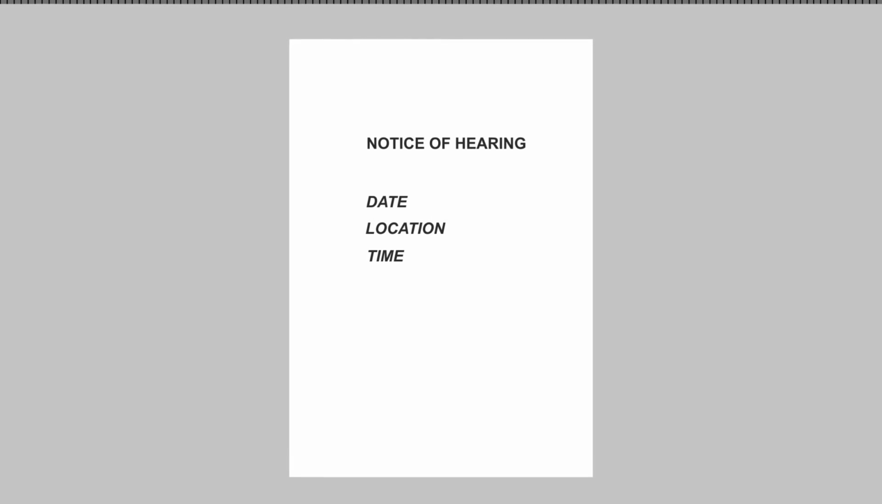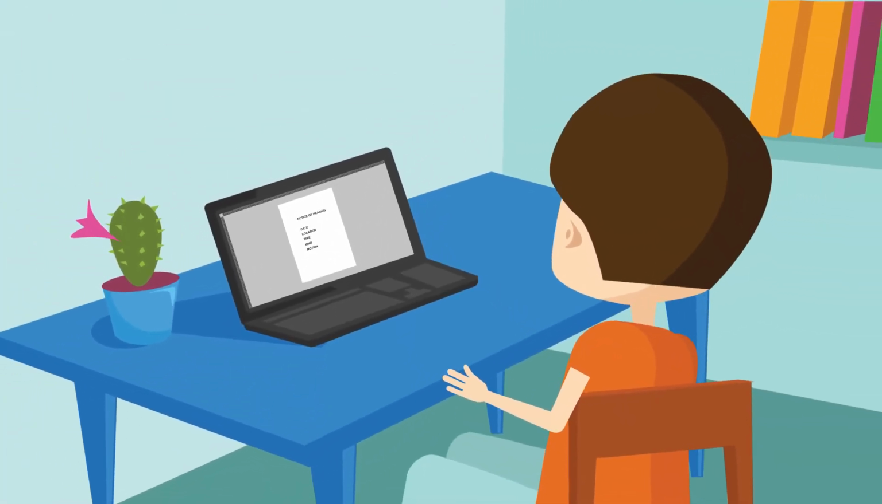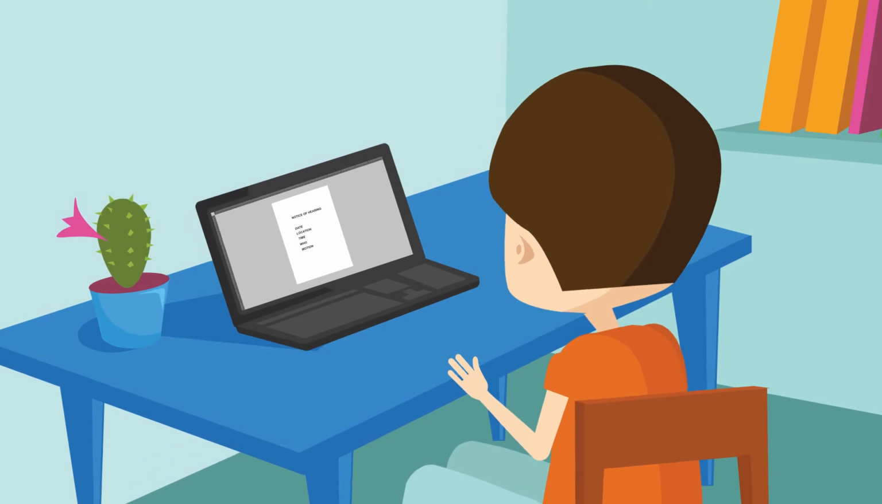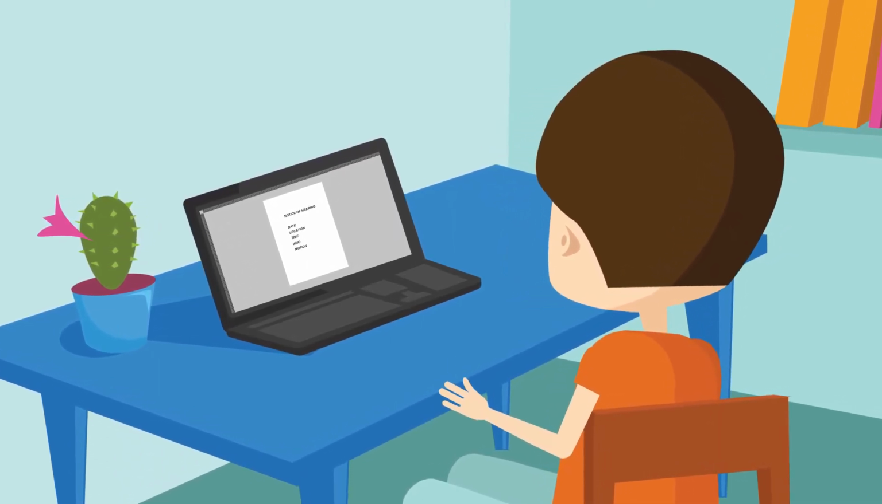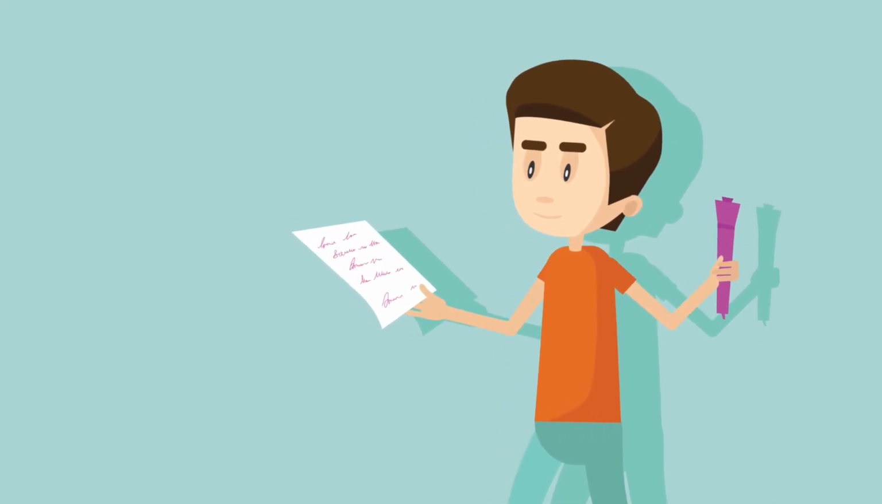A notice of hearing must contain the basic information of the hearing, specifically when and where it is, who will be holding the hearing, such as a judge or magistrate, and what motion is going to be argued. The notice itself, like any document submitted to court, should be perfectly legible, specifically typewritten in black ink. Instead of that hot pink glitter marker you prefer to use.